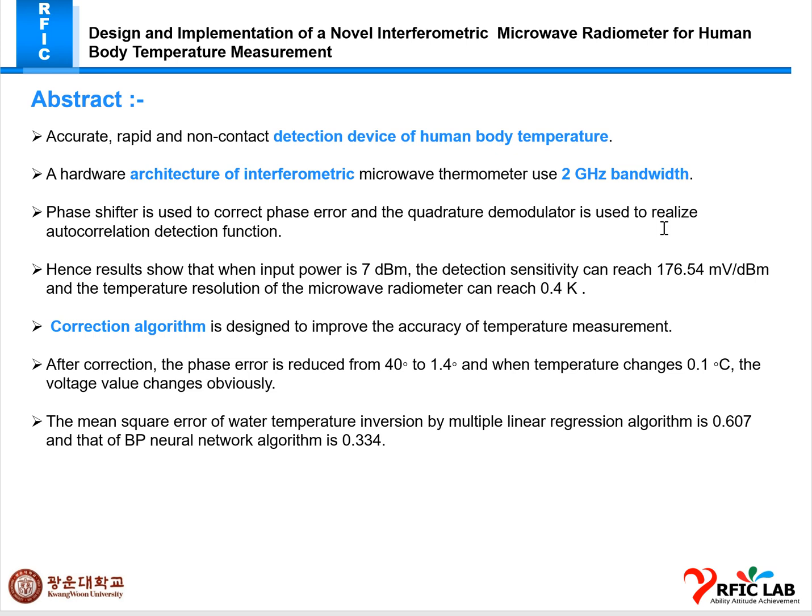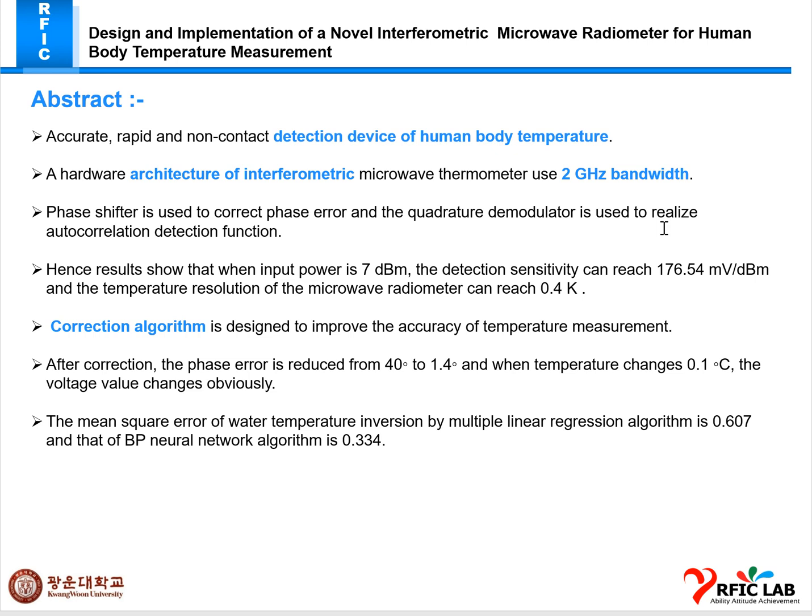In this paper, when I studied the abstract, I found that it is a detection device for human body temperature which is accurate, rapid, and non-contact. The hardware is like the architecture of an interferometric thermometer. This thermometer uses 2 gigahertz bandwidth, and it has a phase shifter used to correct phase error, and a correlative demodulator used to realize autocorrelation, correlation, and detection functions.